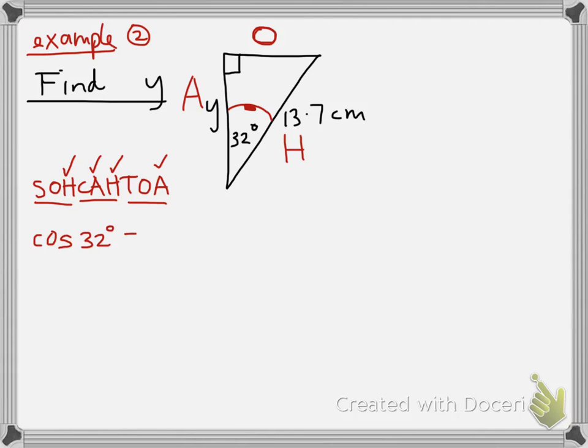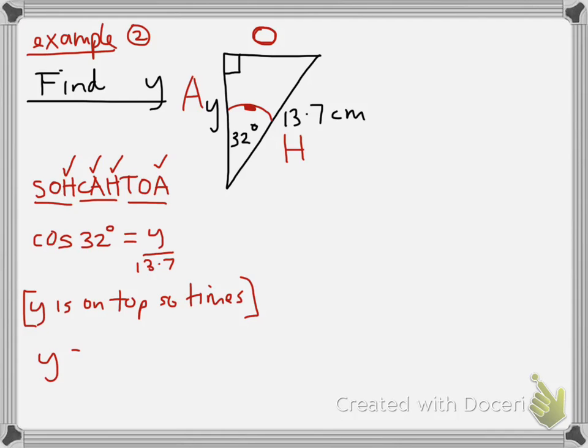So I write down cos of our angle, cos of 32, is the adjacent side, which for us is y, over the hypotenuse, which is 13.7. Now y is on the top, so we're going to times to make y the subject. Y equals 13.7 times cos of 32. Entering into our calculator, we get 11.6 centimetres.